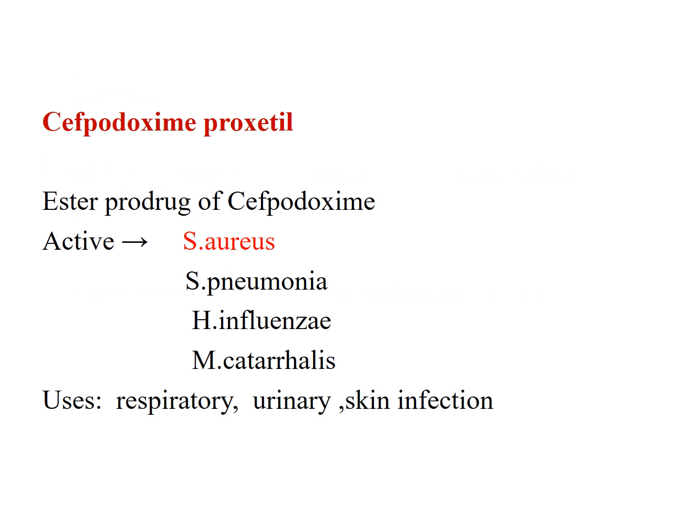Next agent is cefpodoxime proxetil. It's an orally active ester prodrug of cefpodoxime, active against Staph aureus, Streptococcus pneumoniae, Haemophilus influenzae and Moraxella catarrhalis. So this cefpodoxime is effective in respiratory, urinary as well as skin infections.